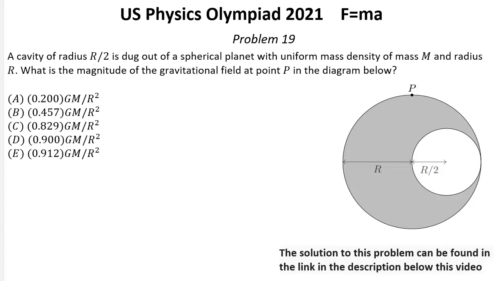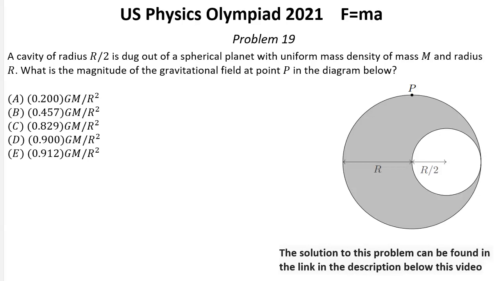Problem number 19. A cavity of radius r over 2 is dug out of a spherical planet with a uniform mass density, of mass m and radius r. What is the magnitude of the gravitational field at point P in the diagram below? Solution for problem number 19.